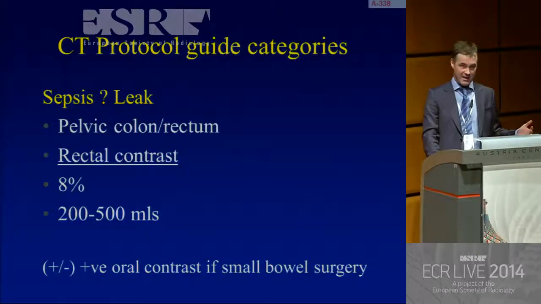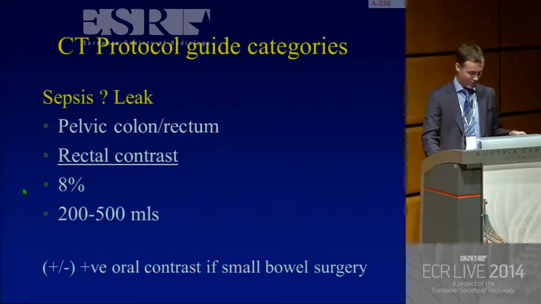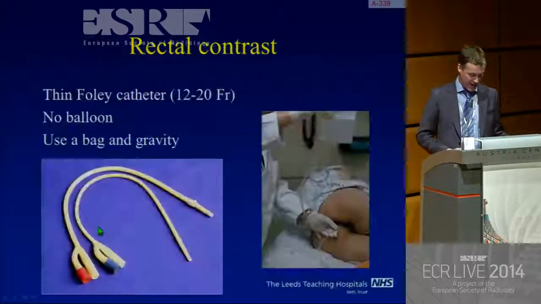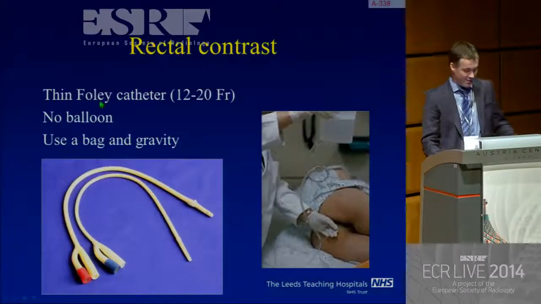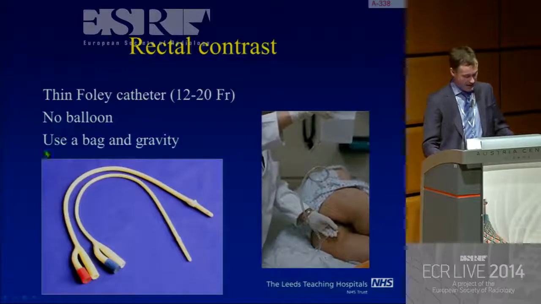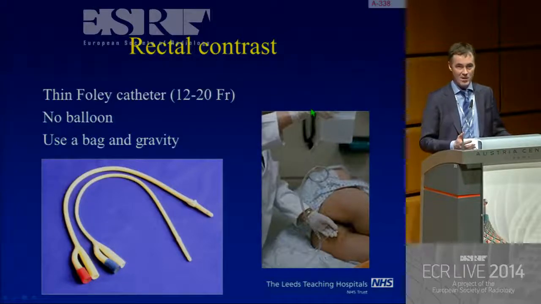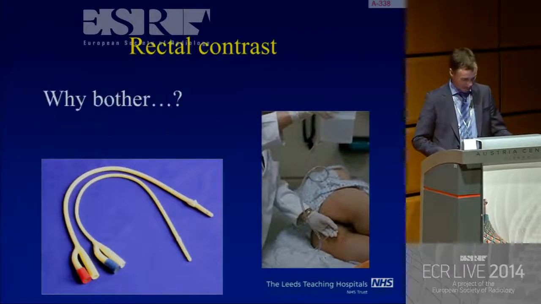When it comes to the rectum, you cannot really prep a patient's rectum from the oral end. You have to actually give rectal contrast. And again, 8% contrast. We tend to use about 500 mils, and how we actually deliver this is through a thin Foley catheter. Don't blow up the balloon, just put the catheter in the anal canal, and then use a bag and gravity just to let the contrast flow in across the anastomosis.